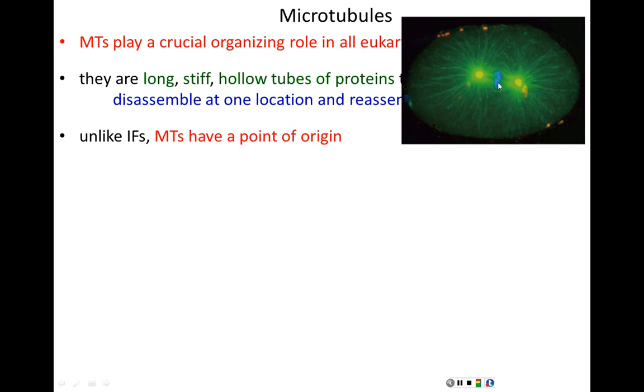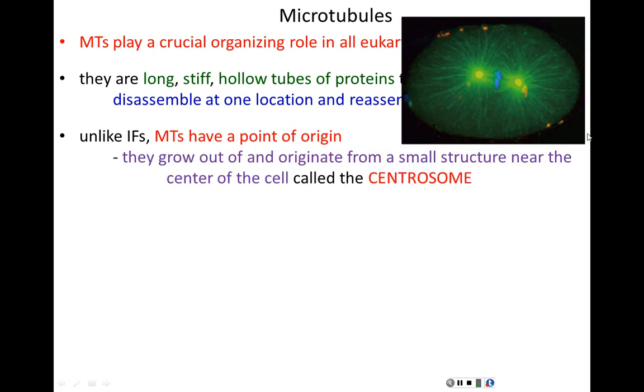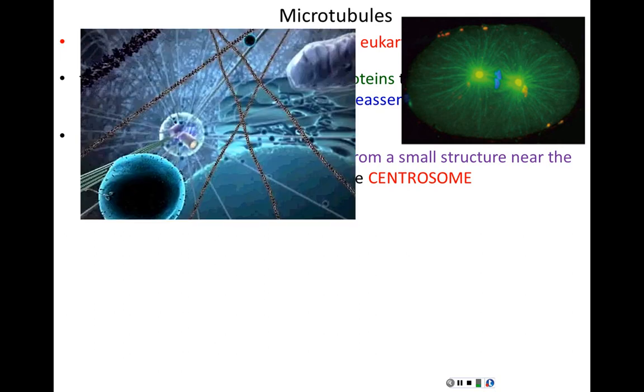This, again, is a cell caught in the middle of mitosis, so you might see it in the center here, right, where the arrow is pointing. There are blue chromosomes. These chromosomes are going to be pulled apart. But these microtubules all have a common point of origin. That's not true for intermediate filaments. Microtubules grow out of and originate from very small structures, actually, near the center of the cell, close to the nucleus, called the centrosome. And again, the centrosome comes up very briefly in mitosis because the centrosome is where the microtubules come from. But all microtubules come from centrosomes, even those not involved in mitosis.